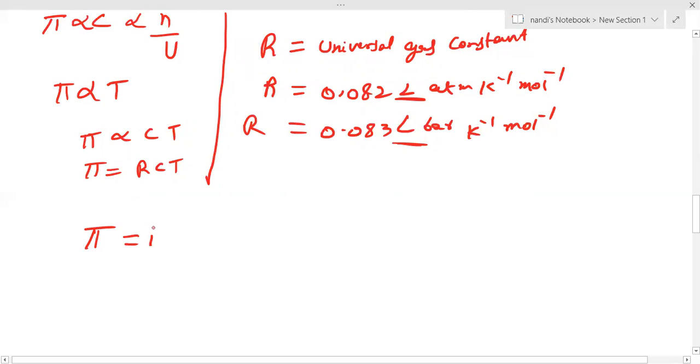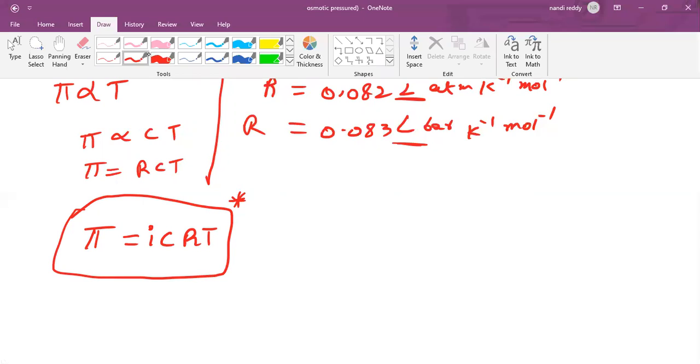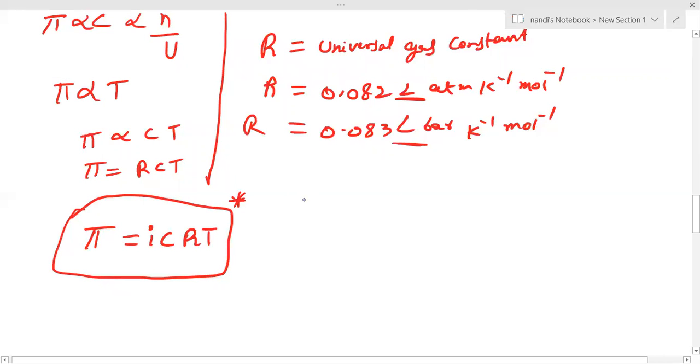With respect to the van't Hoff factor, you need to write i C R T. This is pi. This is the final formula of osmotic pressure which we use for problem solving.